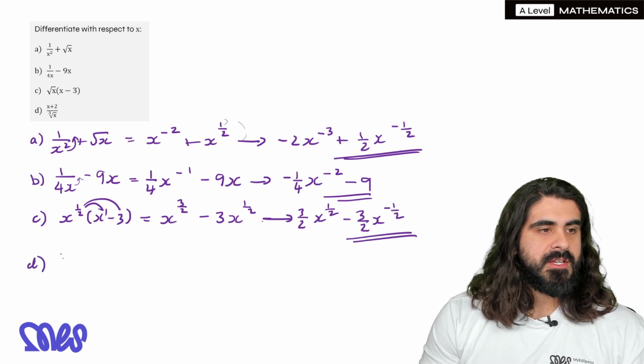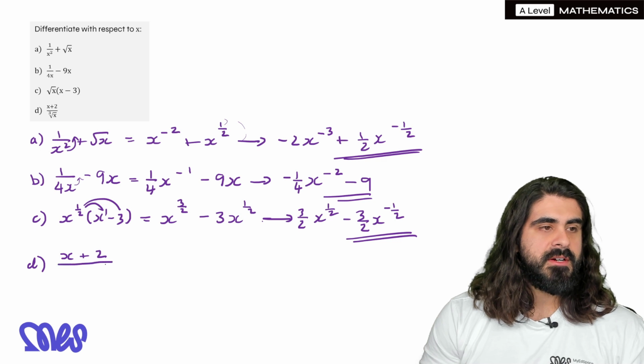Finally, part D. So we have x plus 2 over cube root of x, which we can write as x to the power of a third.